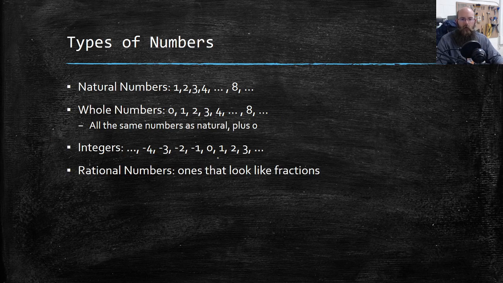And integers, they're a little bit more fancy. They start at 0 and go up. So 0, 1, 2, 3, 4, and keep going. But they also go negative. So I've got that -1, -2, -3, and they keep going negative, right? That's what that part means.